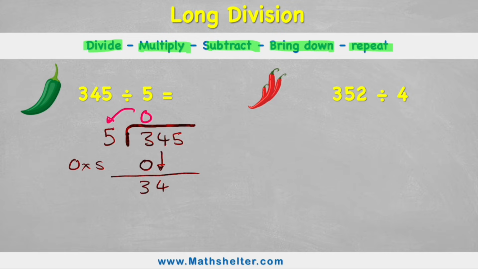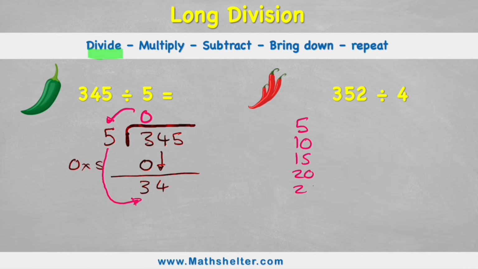So I'm just going to repeat the first stage, which was divide. So now my question reads, how many 5s are there in 34? Well, I can go up in my 5 times table. I can have 5, 10, 15, 20, 25, 30, and then I can't get to 35 because 34 would come before it. So I have 1, 2, 3, 4, 5, 6 groups of 5. So I'll put the answer 6 at the top.